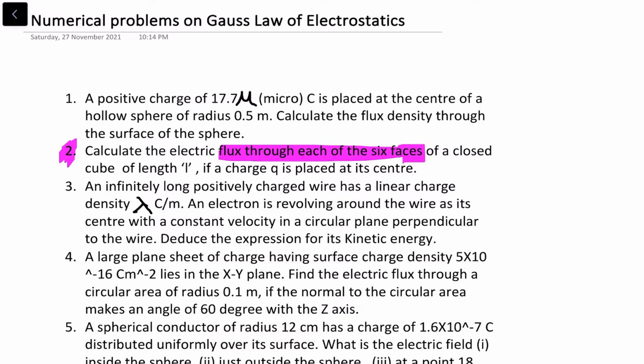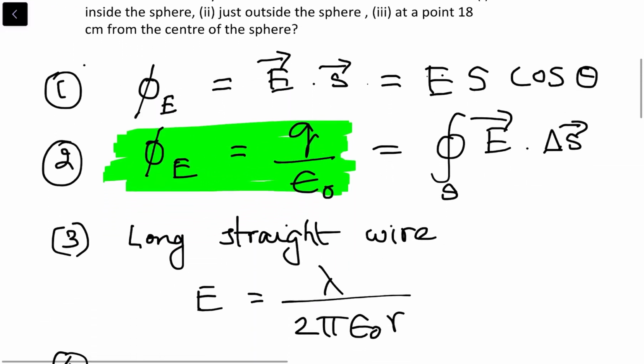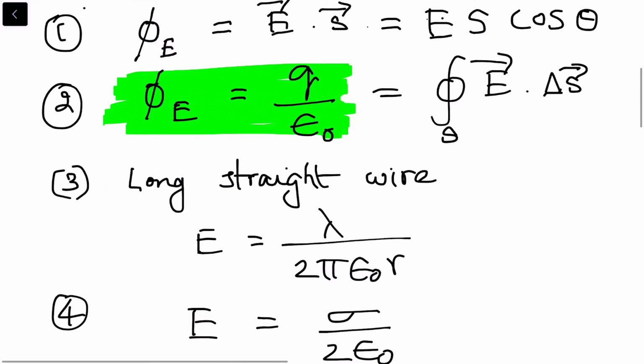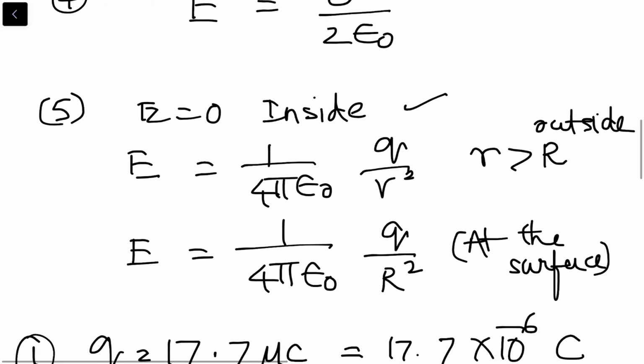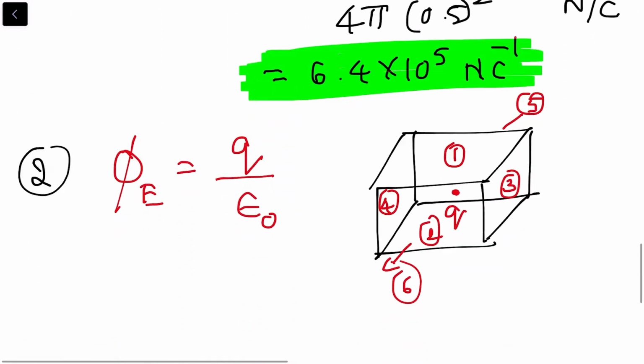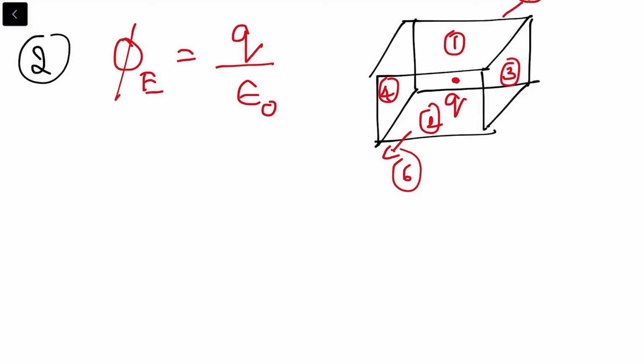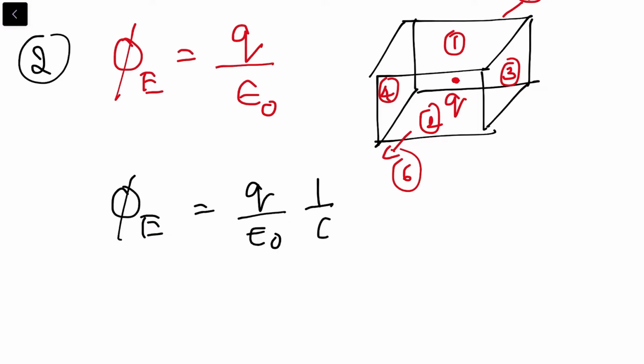So in this case what we have to do now is divide by 6, because they asked us for one surface. Therefore, flux through each surface is equal to Q by epsilon naught times 1 by 6, because we have to divide. Therefore the answer is phi E is equal to Q by 6 epsilon naught.